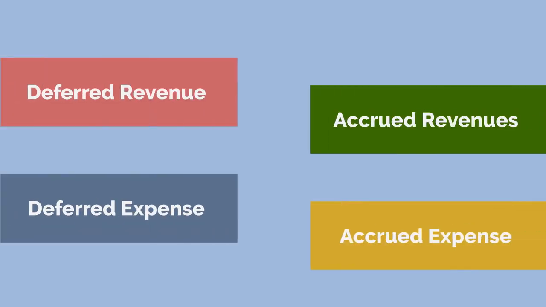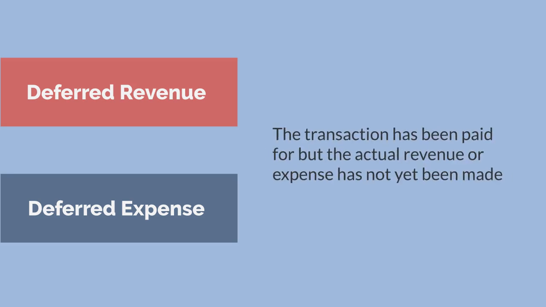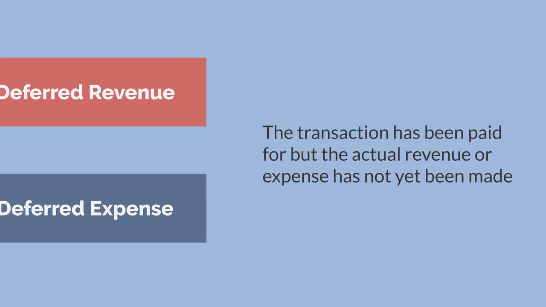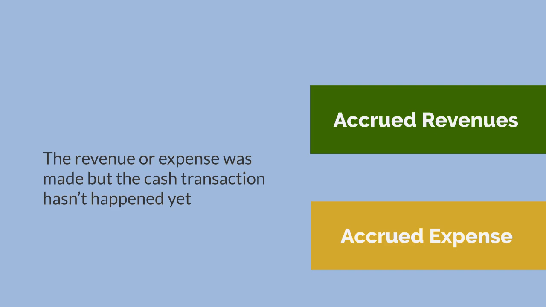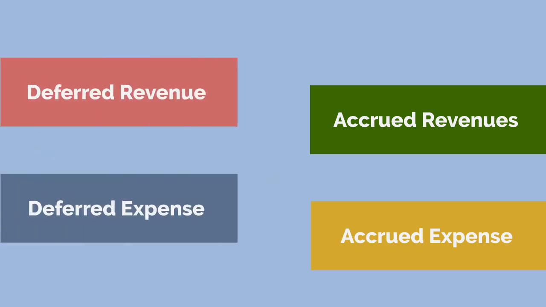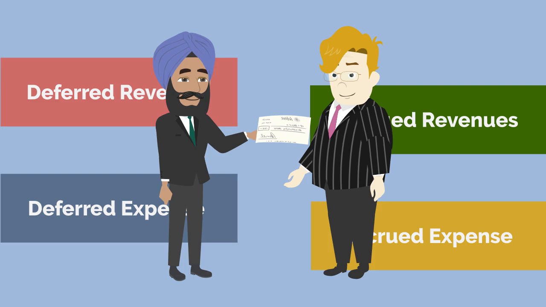To summarize, we just covered 4 different types of adjustments: deferred revenue, deferred expense, accrued revenue, and accrued expense. Remember that deferrals mean that the transaction has been paid for, but the actual revenue or expense has not yet been made. Accruals, on the other hand, mean that the revenue or expense was made, but the cash transaction hasn't happened yet.